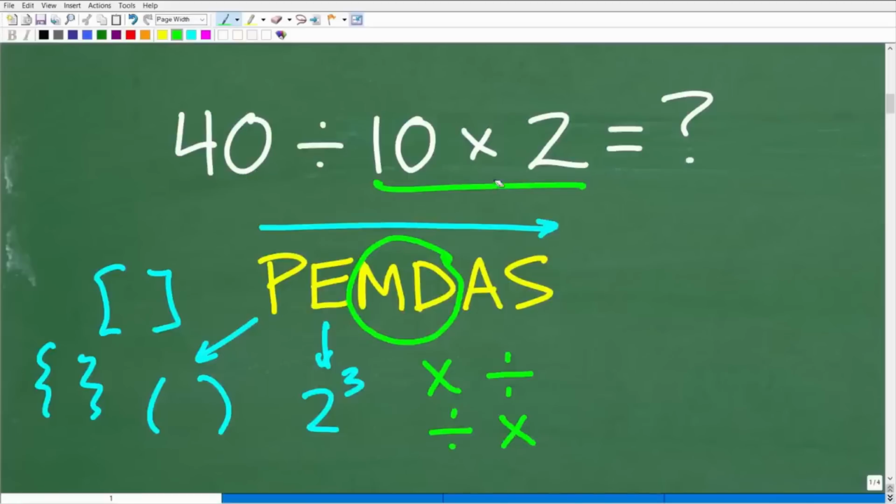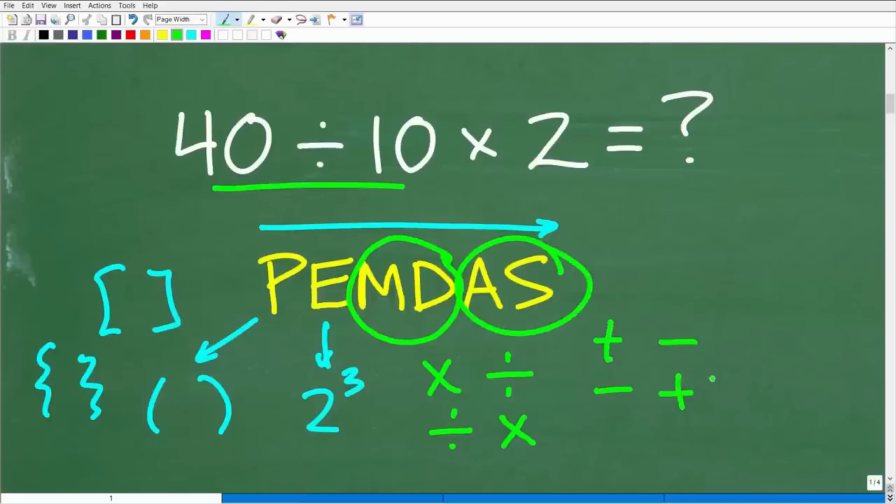So this is why we need to do this part of the problem first, okay? So if you got this wrong, do not despair. Don't feel bad. This is a very, very common error when it comes to the order of operations. So that's how M and D work, and A and S, addition and subtraction, work the same way. It's whatever we see first from left to right.